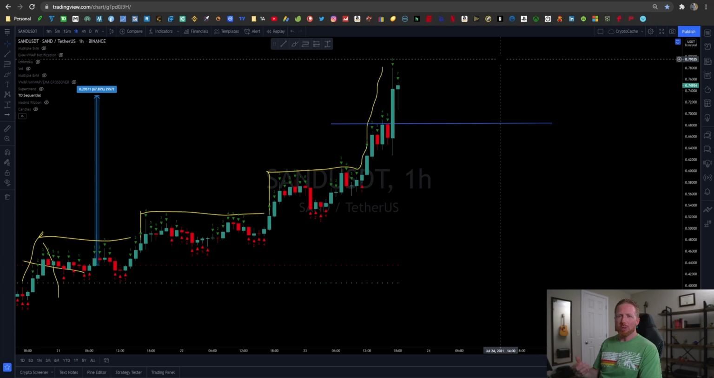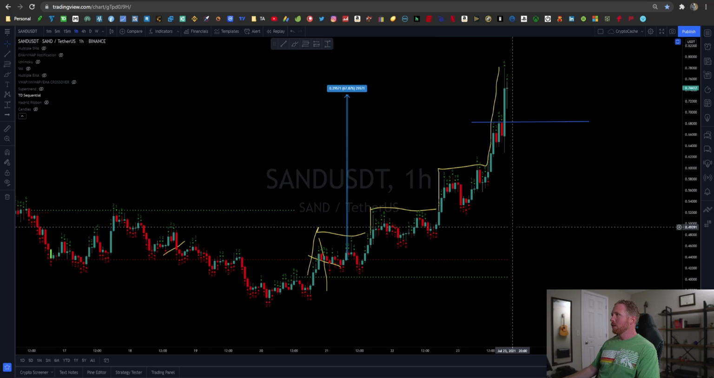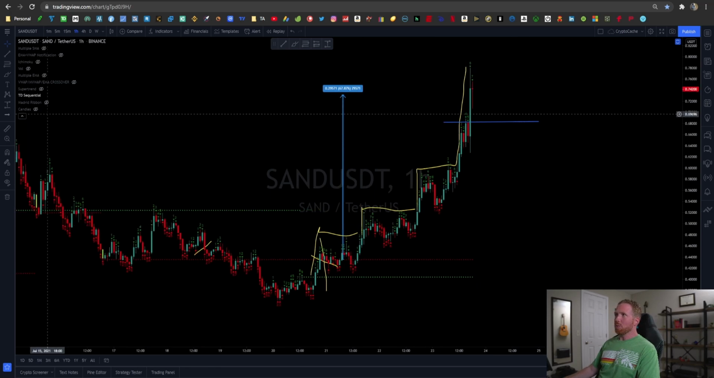So it's basically one of those things where the increase is amplified when Bitcoin does well. The decrease is also amplified when Bitcoin does poorly. They don't move synonymously with each other, but they certainly move together. All right. So that's what I want to show you there on the 1 hour chart.